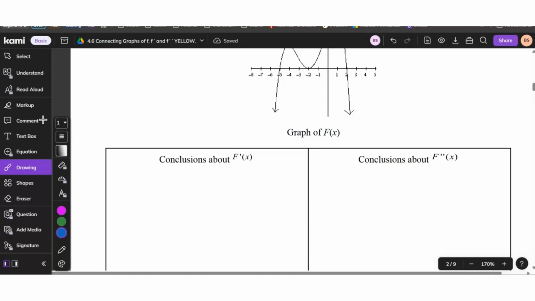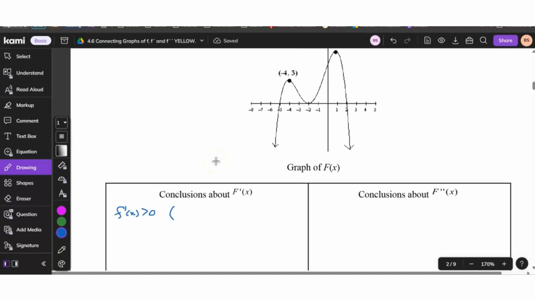Right. So we can say that f prime of x is greater than 0, and then we can list where that's happening. Well, if we look at this graph, where is it increasing? Negative infinity to negative 4, and negative 2 to 1. Right? And our reasoning is because f of x is increasing. Does that make sense? Amazing.